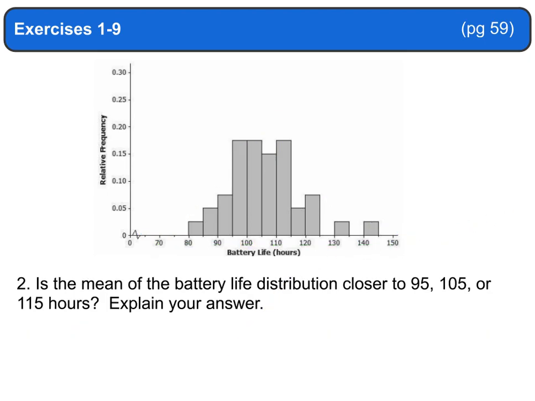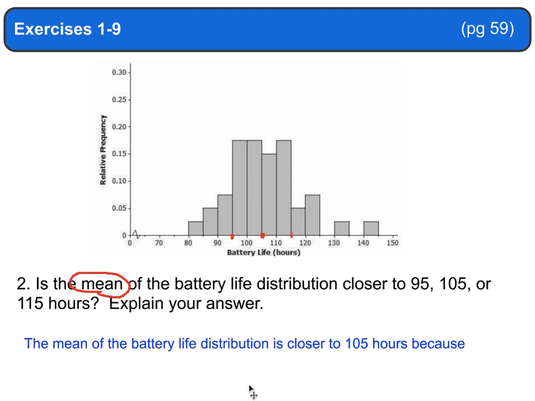In number 2, is the mean of the battery life distribution closer to 95, 105, or 115? If we were taking a look at our graph, maybe we make a note of each one. 95 is roughly right here, 105 is here, and then 115 is here. They're asking if we were to estimate the mean, meaning if we were to add up these 40 batteries, and we're not actually doing that, we're studying the histogram, what do we think it would be closer to, 95, 105, or 115? It turns out that answer is closer to 105.